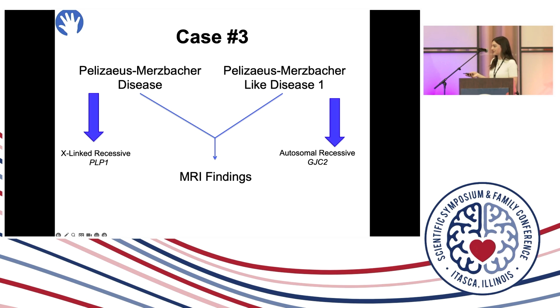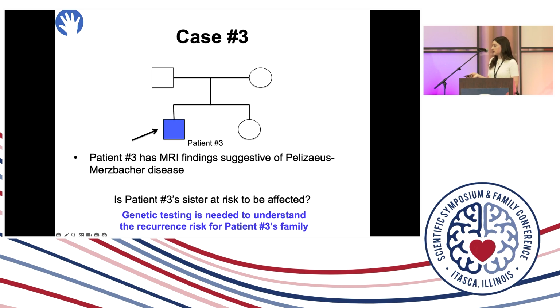So Pelizaeus-Merzbacher is caused by genetic changes in PLP1 and is X-linked recessive, but Pelizaeus-Merzbacher-like disease is actually caused by genetic changes in GJC2. And GJC2 is located on chromosome 1, which is one of our autosomes. And so this condition is autosomal recessive. And so if we go back to case 3, the question is, is patient 3's sister at risk to be affected? And the answer to that is that we probably need to figure out the genetic etiology of patient 3's MRI findings in order to really know who else we need to screen within this family.